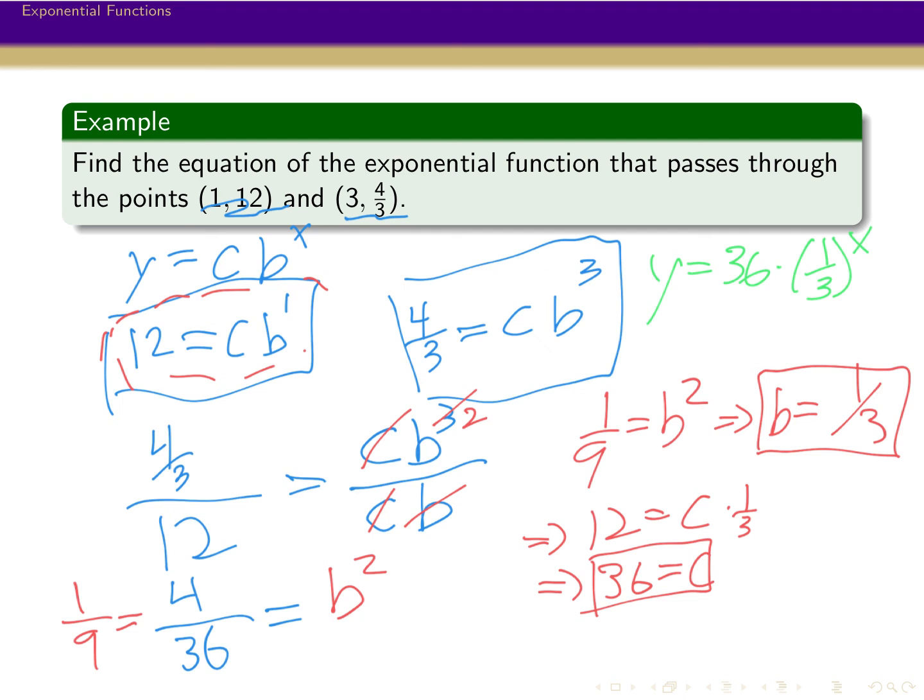And we can double check this. When I plug in 1 into here, 36 times a third gives me 12, so that works out. When I plug in 3, 1/3 cubed is going to be 1 over 27. 36 divided by 27, I can cancel a 9 out from both of them and end up with 4 over 3. So this works exactly right.